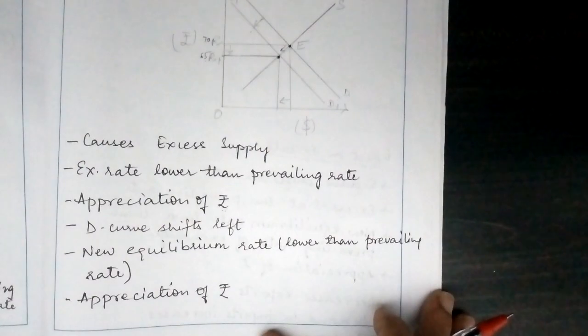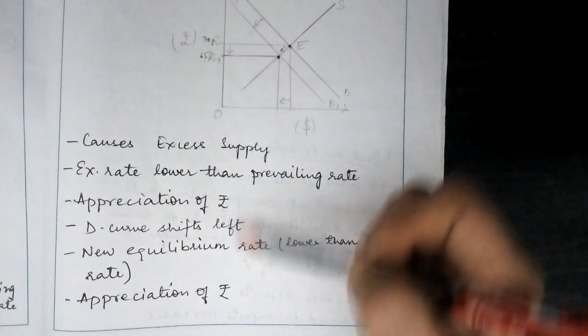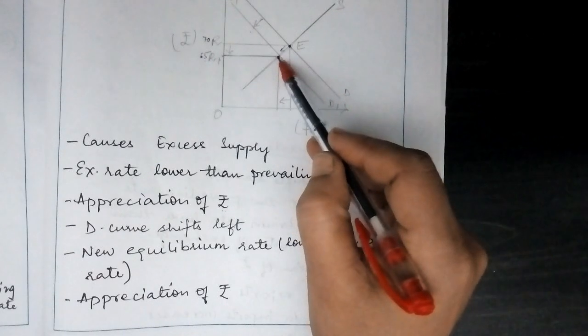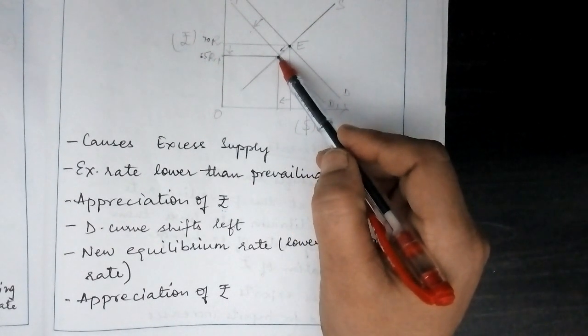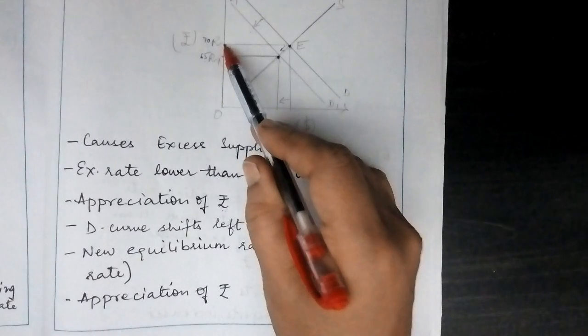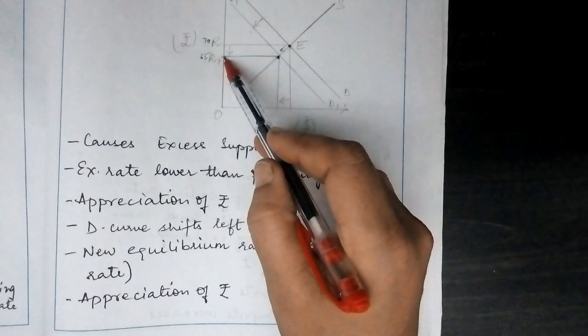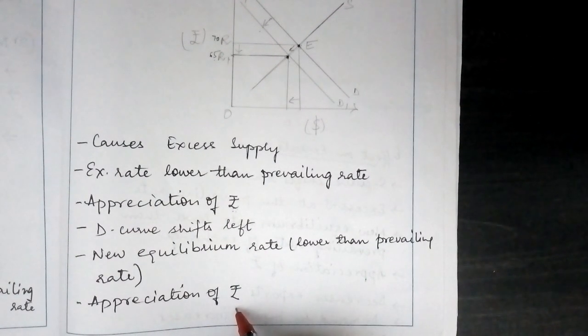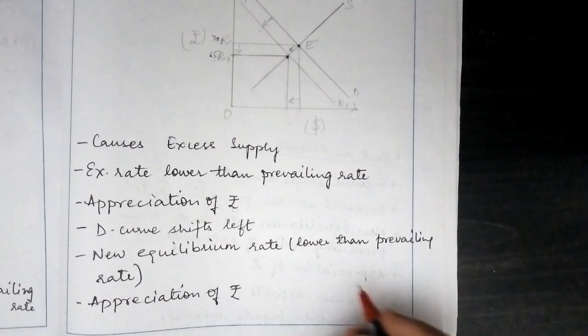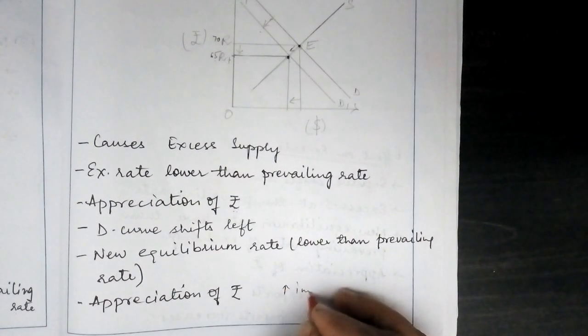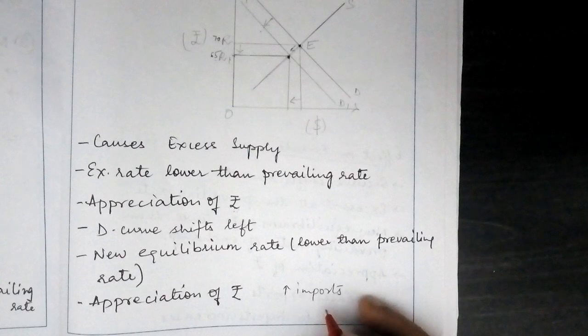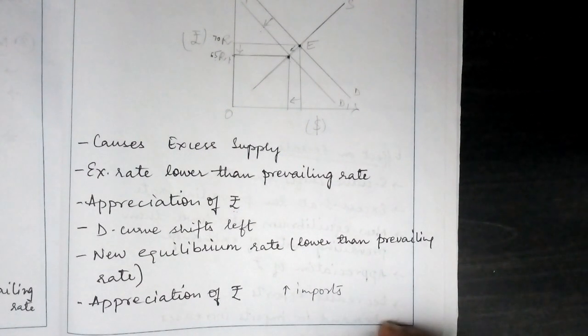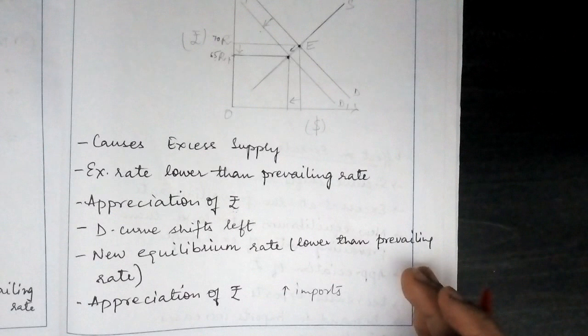A new equilibrium rate, that is lower than the prevailing rate, would form at this point. And this would also mean the exchange rate that would be appreciating the rupee. Appreciation of rupee would mean an increase in imports because now we will have to pay less. Instead of 70, we will be paying only 60 rupees. So there will be a rise in imports, and there will be a fall in net exports, which is not good for the national income.